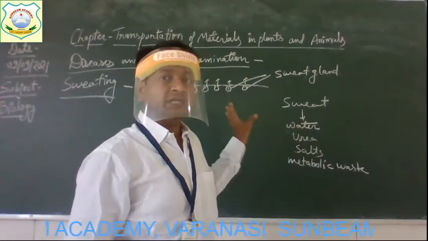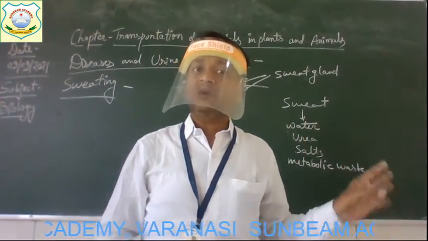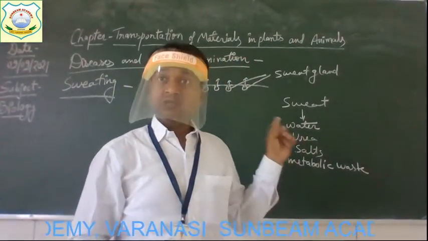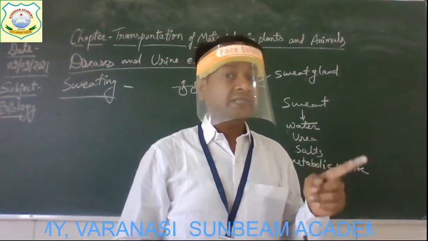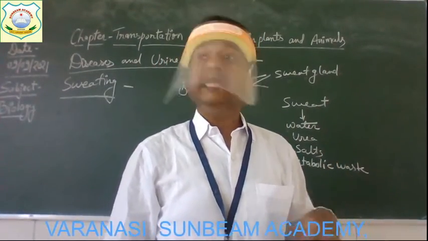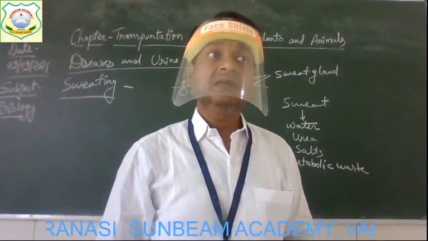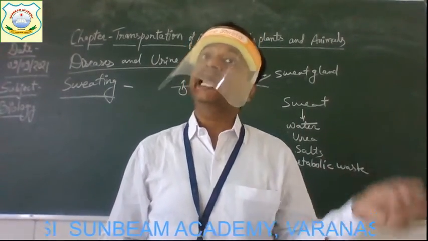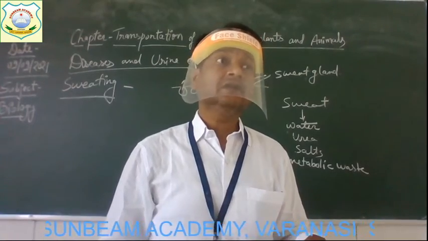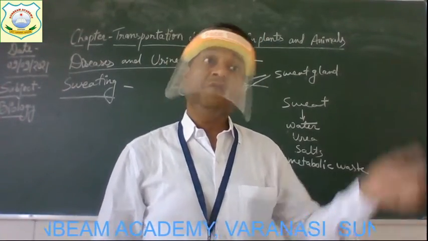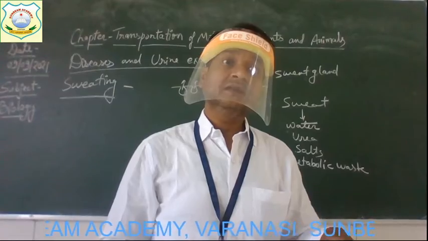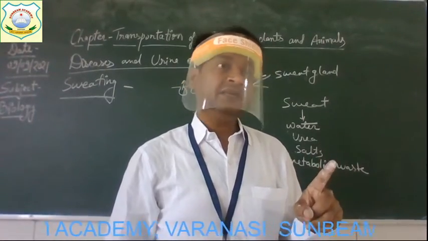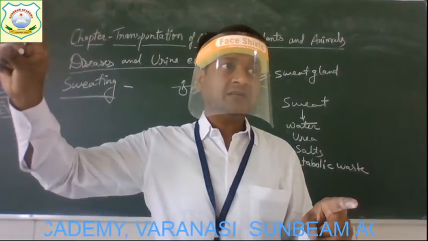So in the sweating process, what is going to be excreted from the body? Water, urea, salt and other metabolic waste. In which form do they get released? In the form of sweat. Get it? And which gland helps to remove this sweat? The sweat gland. Where is it present? Yes, in the skin. So, got all the information?